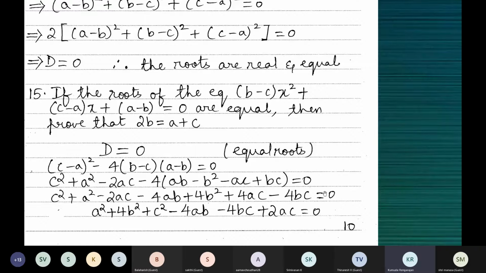Then here we have plus 4ac and minus 2ac. We have these 2 like terms. On simplifying 4ac and minus 2ac, we are left with 6 terms. Of these 6 terms, 3 terms are perfect squares: a square, 4b square, c square. So I've written the perfect squares first, and then the ab term, bc term, and ac term.